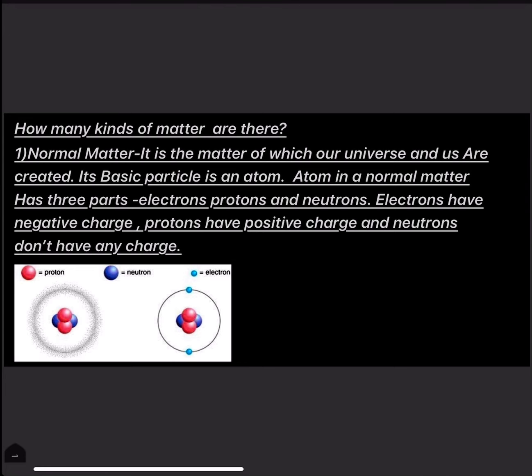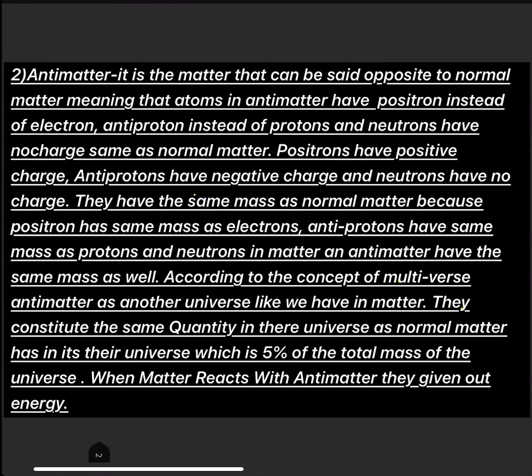Today we are going to discuss how many kinds of matter there are. Actually, there are four kinds of matter: normal matter, antimatter, dark matter, and exotic matter. Let's start with normal matter. It is the matter of which our universe and us are created. Its basic particle is an atom. An atom in normal matter has three parts: electrons, protons, and neutrons. Electrons have negative charge, protons have positive charge, and neutrons don't have any charge. These all we know.